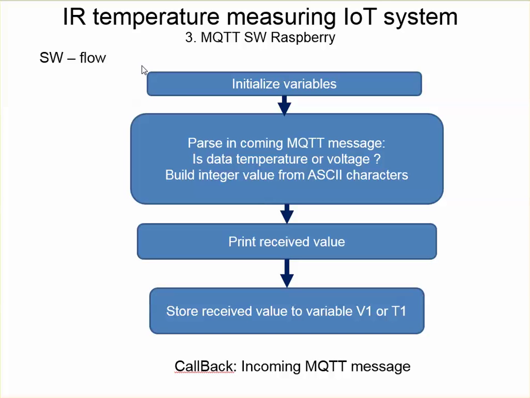And here's the callback functionality of our Python program. When we get the message, we start to dig out what kind of information there is in the message, print the message, and store those values to our interface variables.